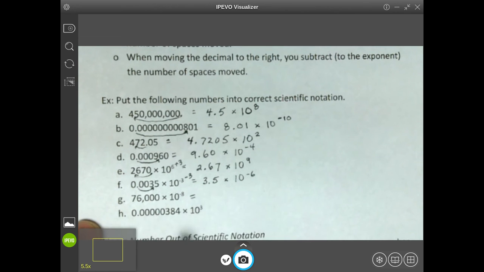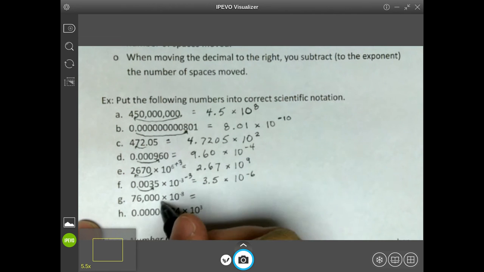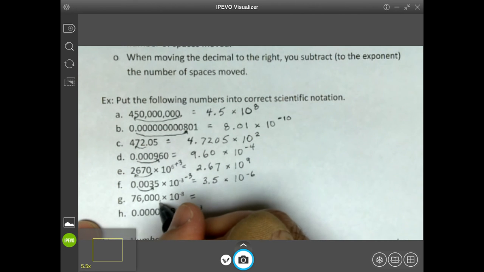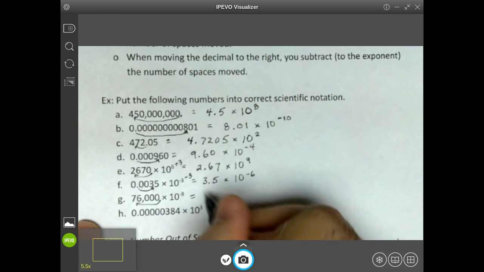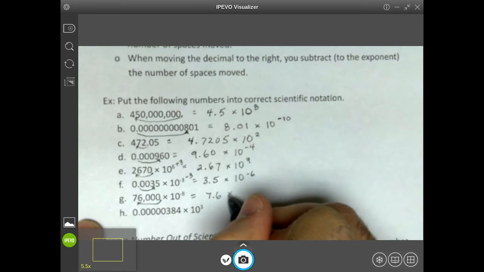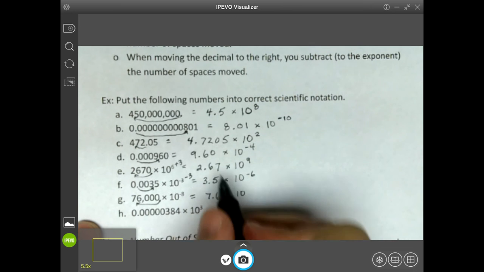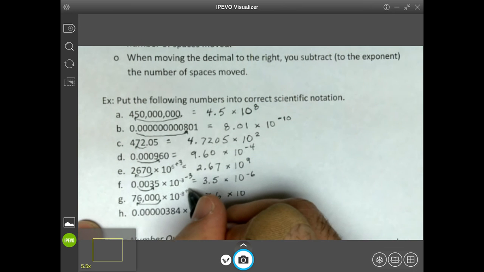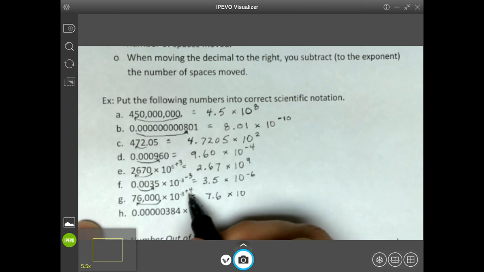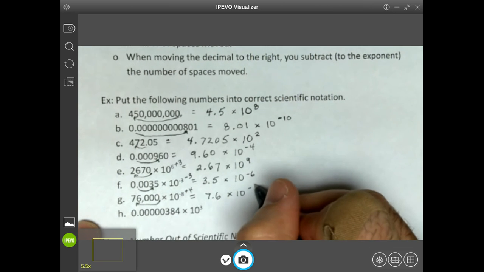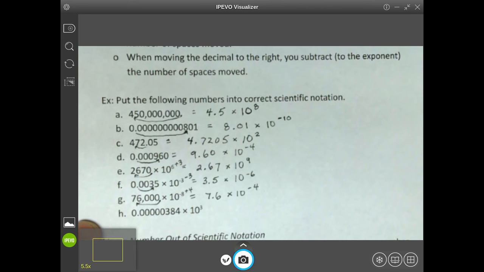So far, so good. 76,000, decimal at the end, because there is no decimal, so we move it between the 7 and the 6, so we get 7.6 times 10. We move it 1, 2, 3, 4 to the left. So moving it left, we're going to add. So -8 plus 4 gives us -4.